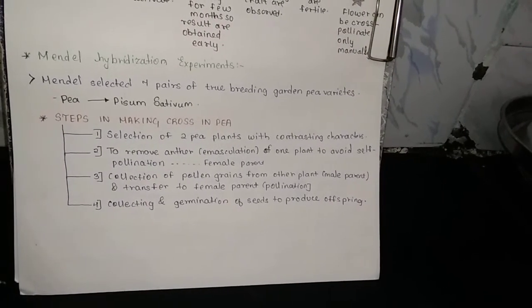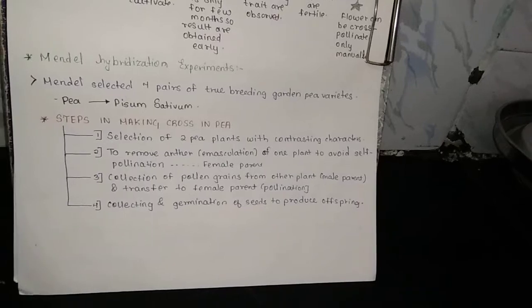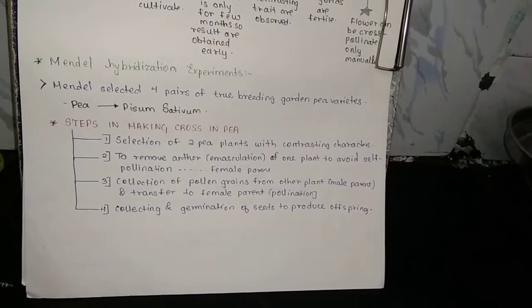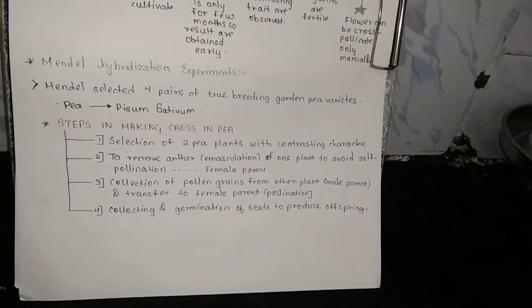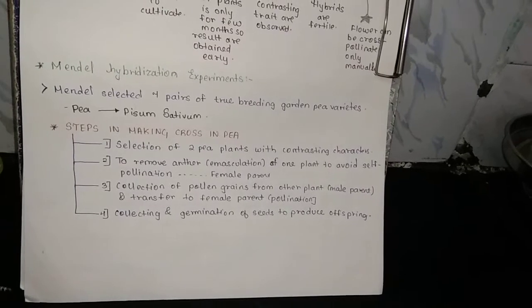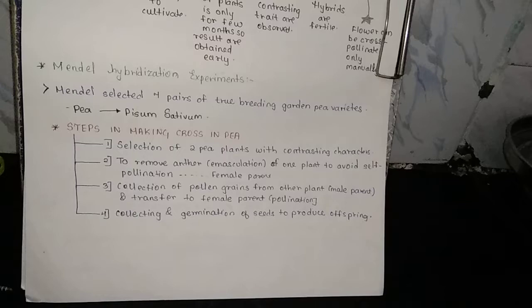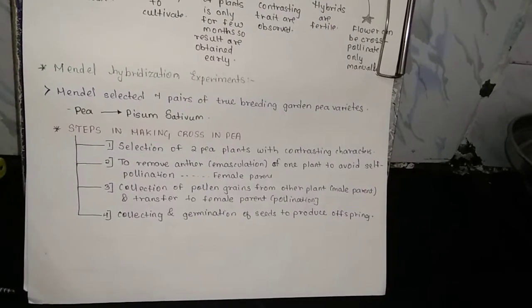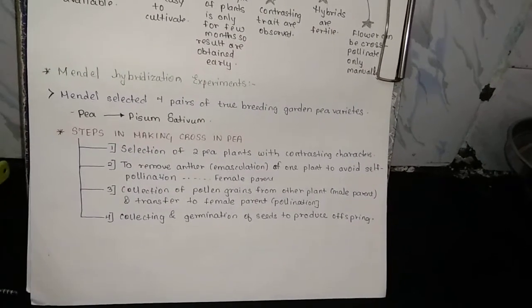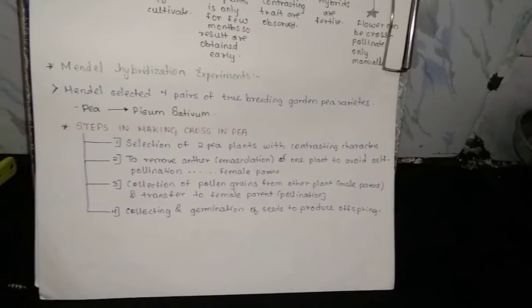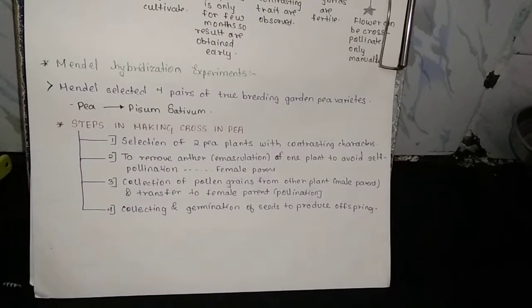First is the selection of 2 pea plants with contrasting characters. Then is emasculation, that is, removing the anther of one plant to avoid self-pollination. Then is the collection of pollen grains from the other plant, that is the male parent, and transferring them to the female parent. This process is pollination, as we have studied in the earlier lessons.